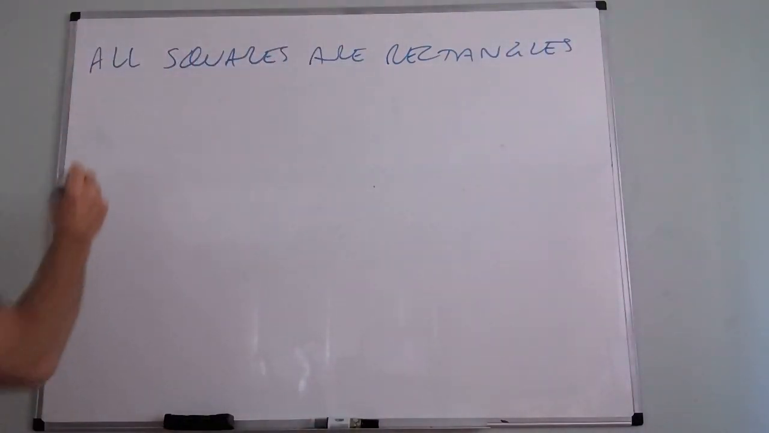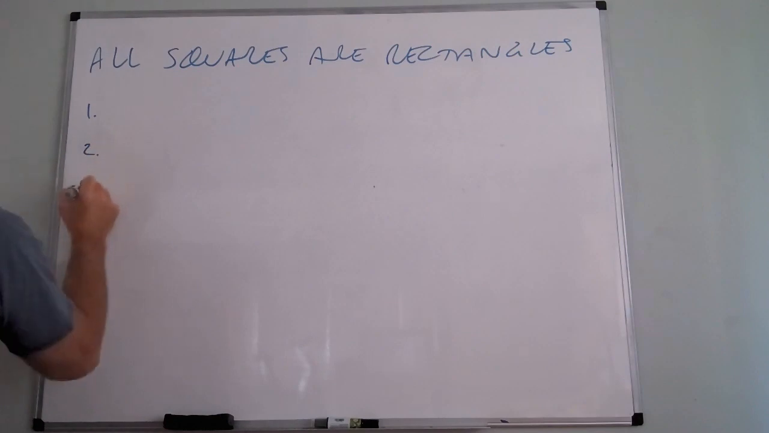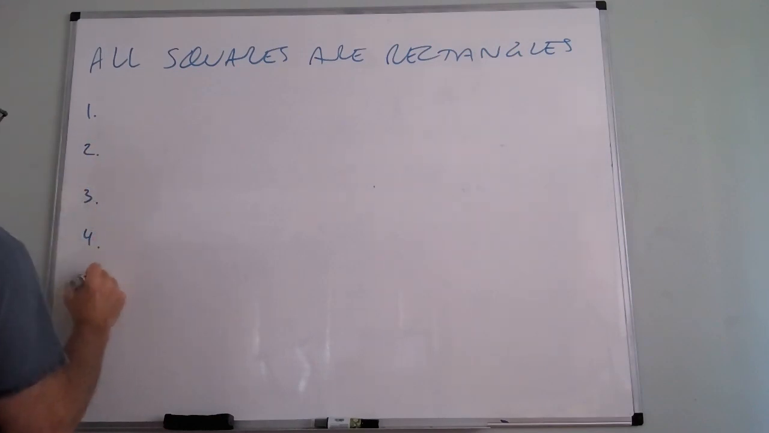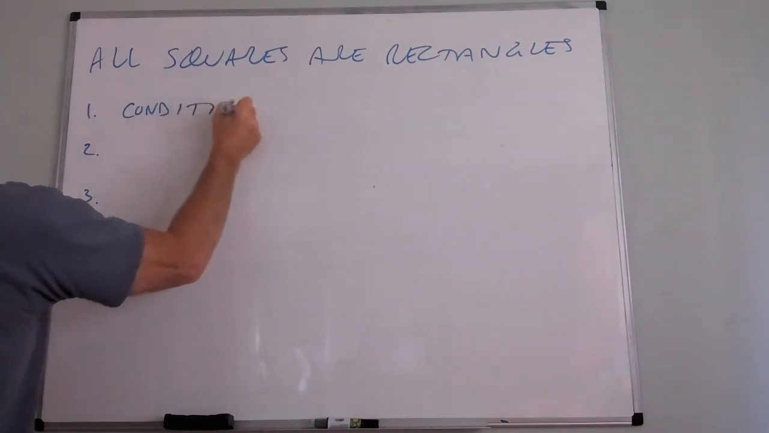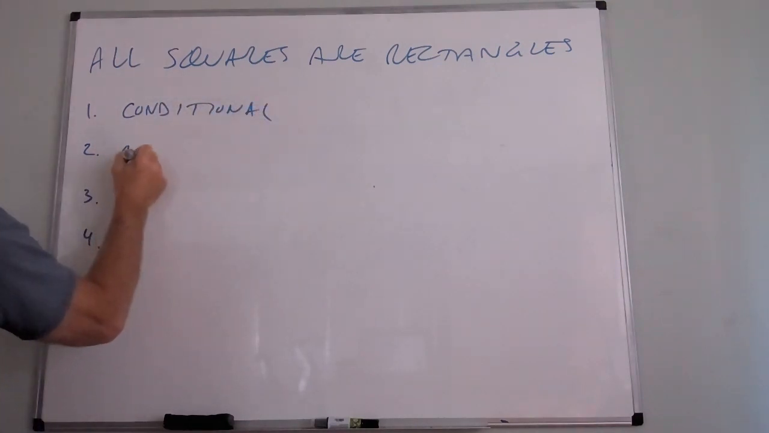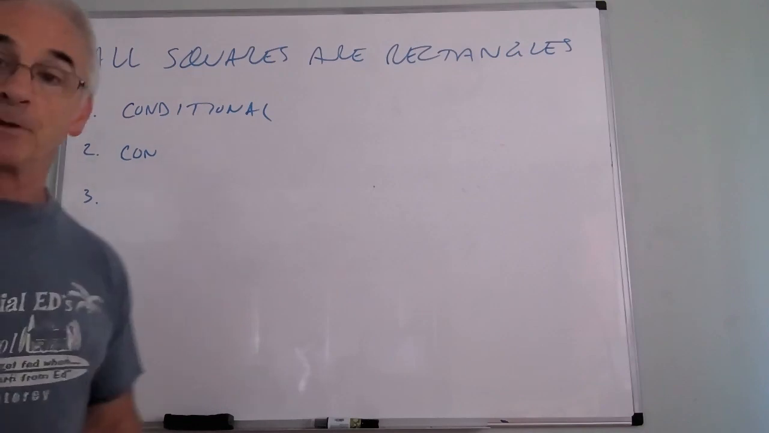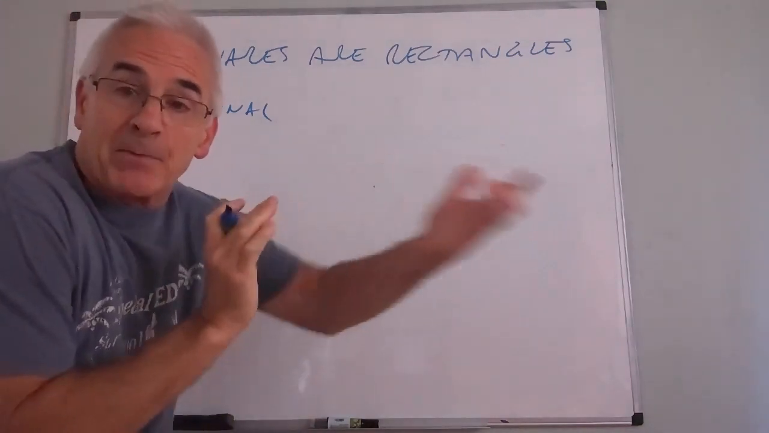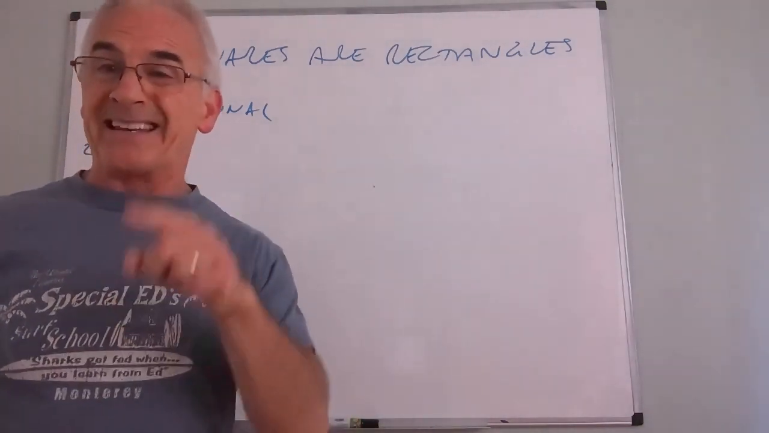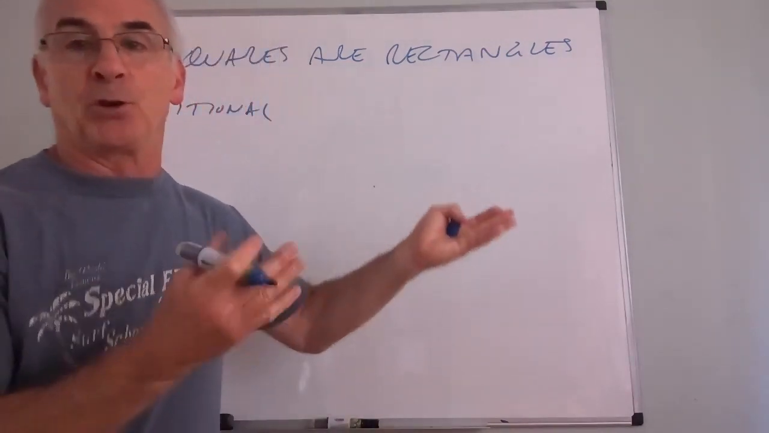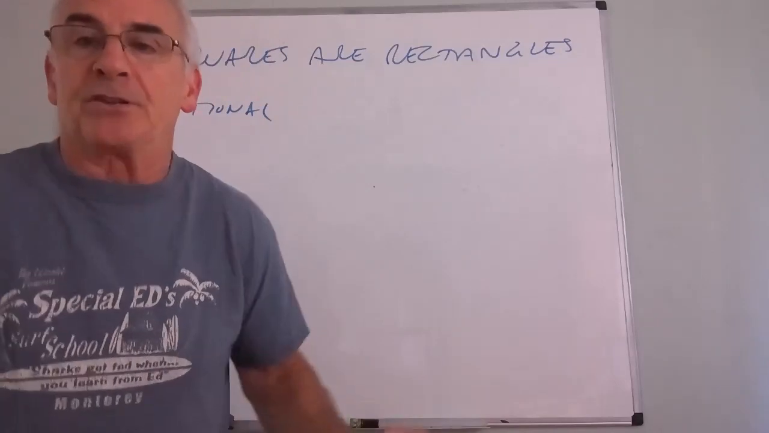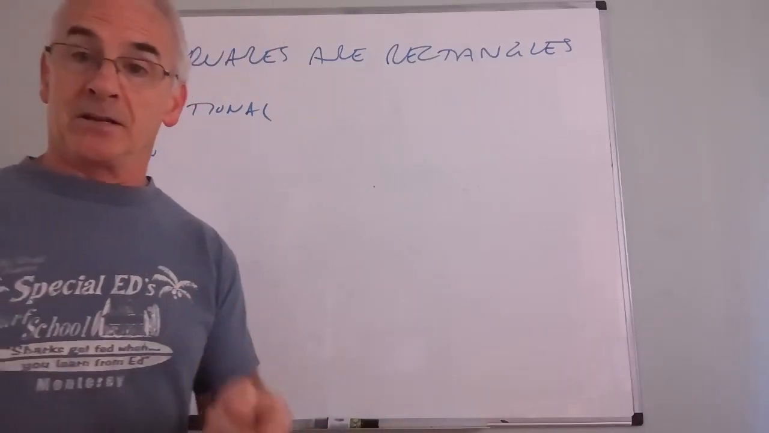Now, what I'd like to do, and we're going to take a few minutes for this one, is I want you to write this as a conditional statement. That means I want you to take this statement that I just made and write it in if-then form. And by the way, I'm giving you a true statement, so it's not a question of whether it is true or not. I want you to write it in if-then form.